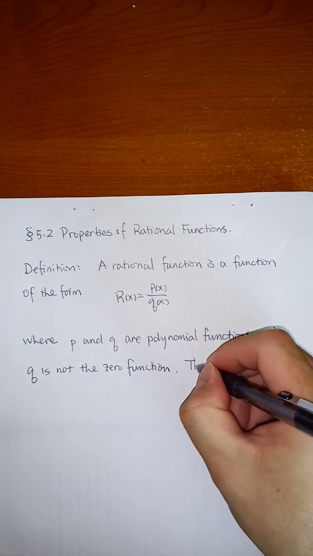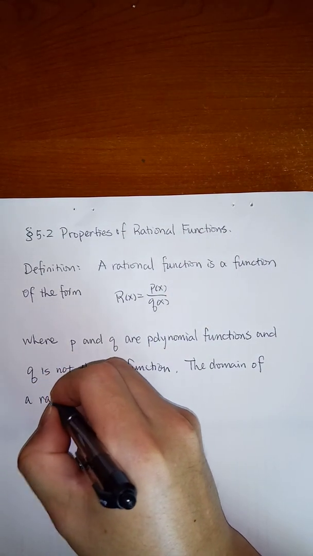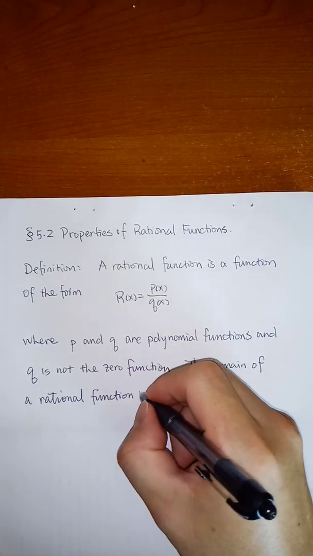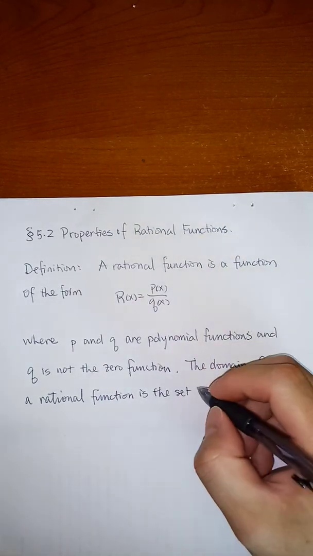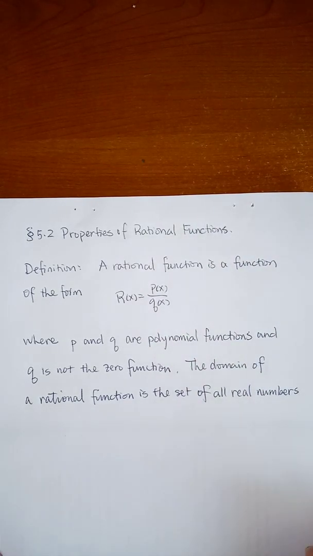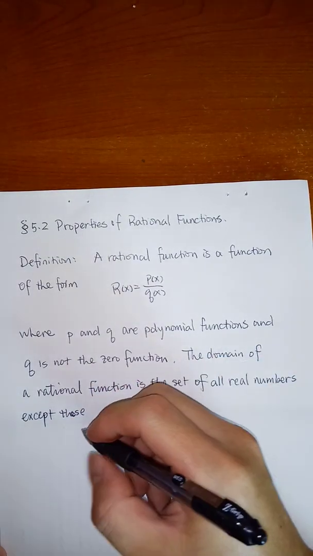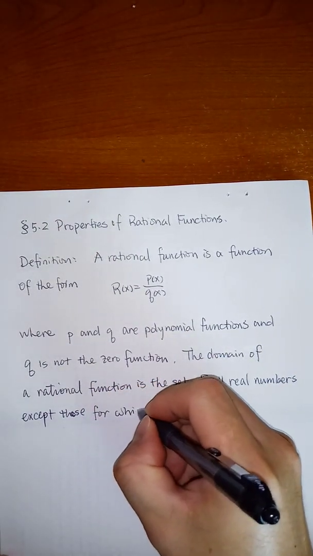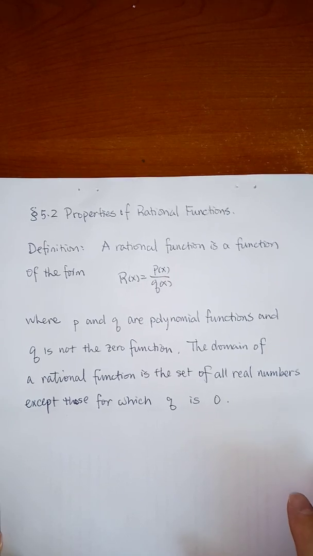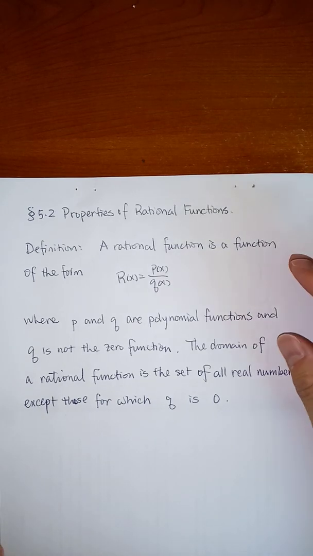And for the function, the domain of a rational function r is the set of all real numbers except those for which q is 0. So what is the domain? The domain is the set of all real numbers that make the denominator q non-zero. Okay, so that's the domain.